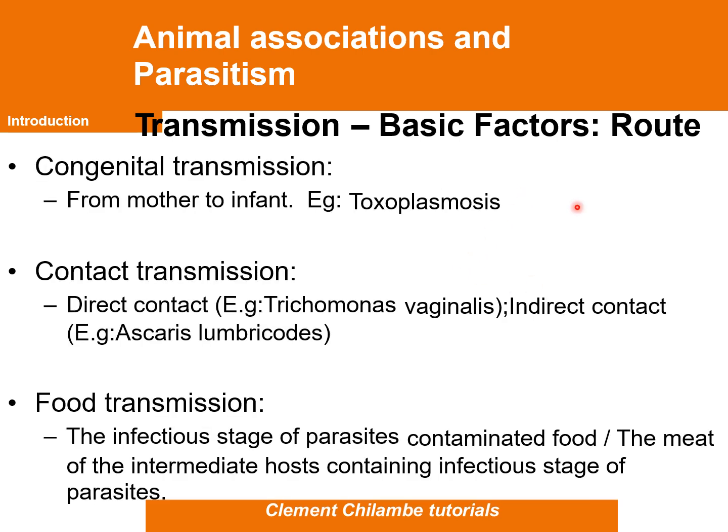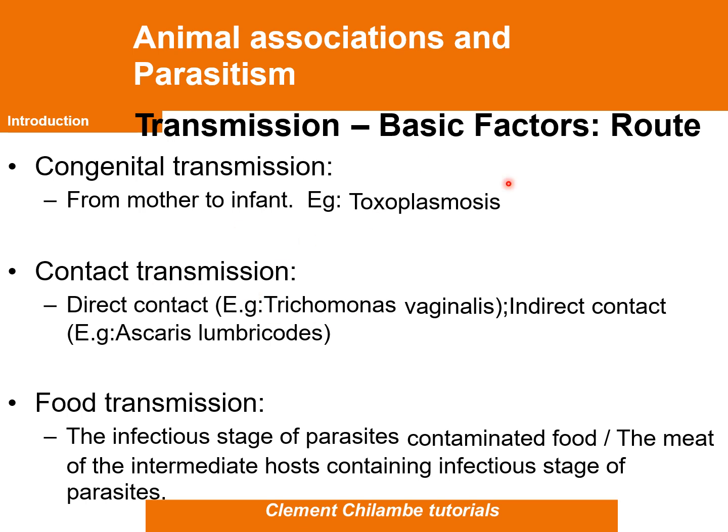Okay. And then let's talk of the routes of transmission, right? So routes, one, it can be congenital transmission. That is from mother to infant. And an example of a condition that results from the route of congenital transmission is toxoplasmosis caused by Toxoplasma gondii.